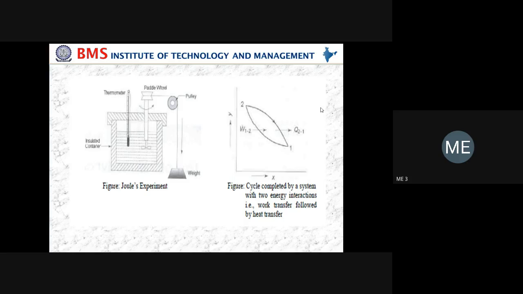Important: there is one compression and one expansion process. So it is similar to our compression process. You have to start from here and end here. This is 2 to 1. Now what I'm going to do is remove this adiabatic wall. Can anybody tell what happens? Whenever you remove the adiabatic wall, what happens?